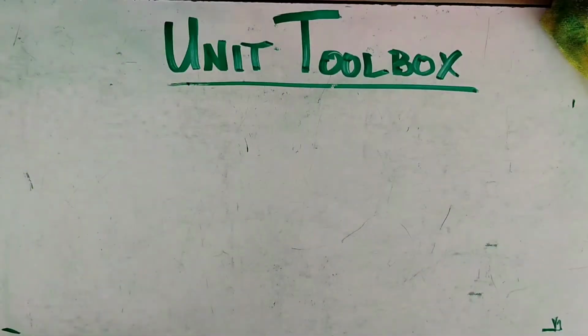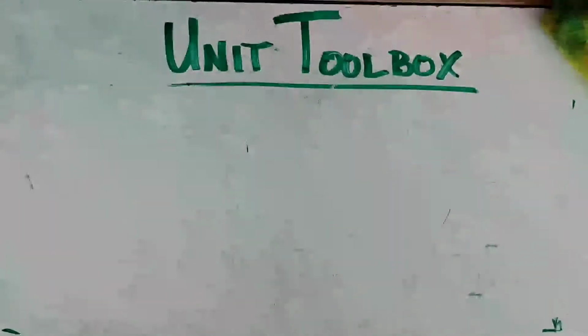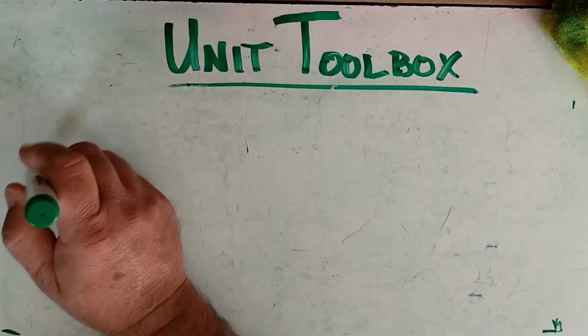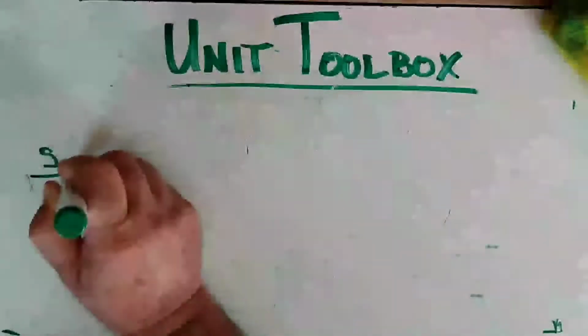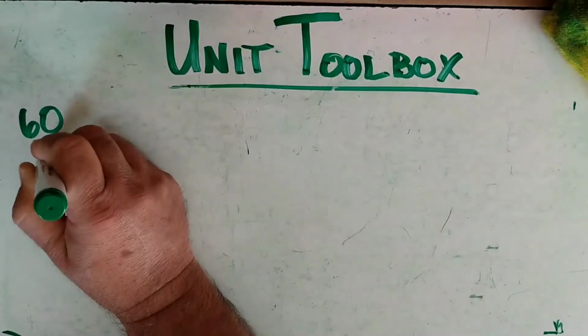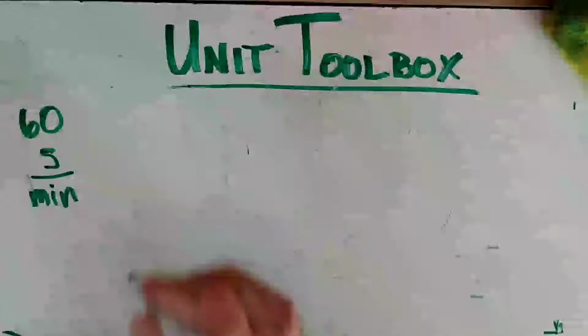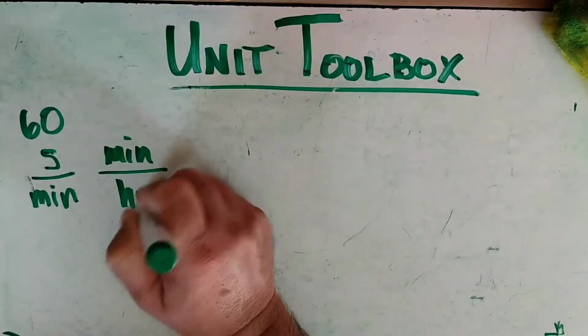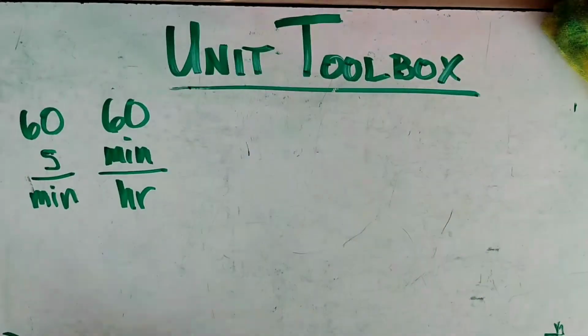The next set of measurements that we are going to be going over are ones that you are all very, very familiar with, and it's time. So let's go ahead and start off with seconds in a minute. And you know this, it's 60 seconds in 1 minute. Okay, how many minutes are in an hour? And again, this is one that you know, 60 minutes in an hour.